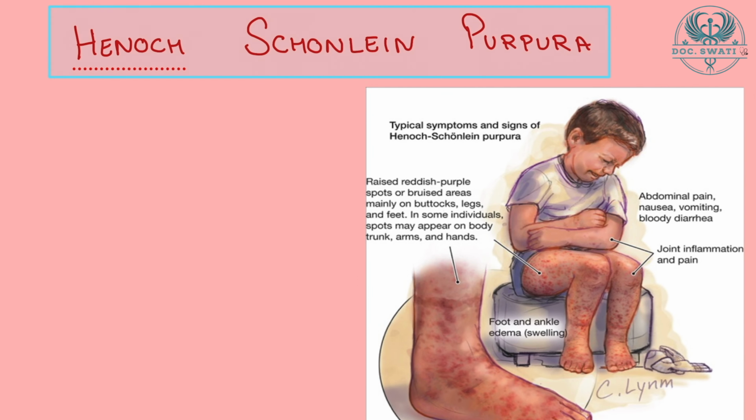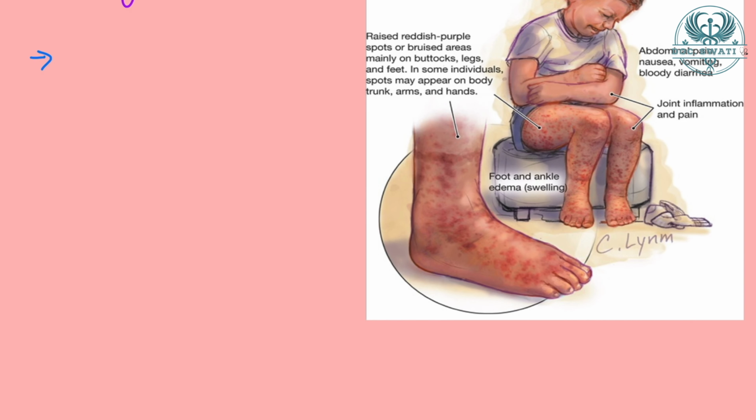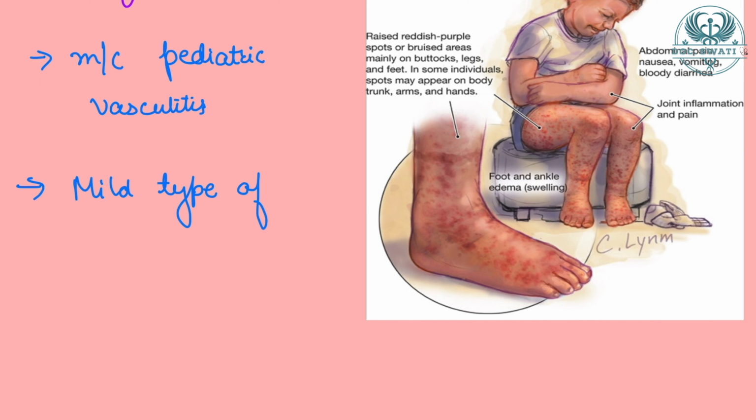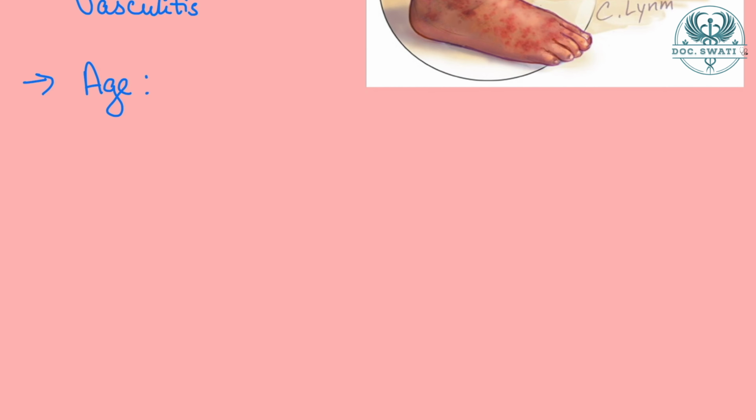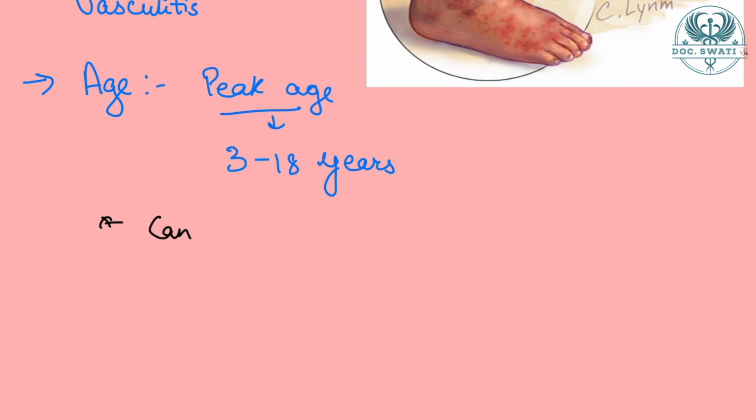So now let's move ahead and talk about the key features of HENOCH SCHÖNLEIN PURPURA. It is an IgA vasculitis. It's overall the most common pediatric vasculitis. It is a mild type of vasculitis. The peak age affected in HENOCH SCHÖNLEIN PURPURA is 3 to 18 years. It can also occur in less than 3 years and more than 10 years as well.